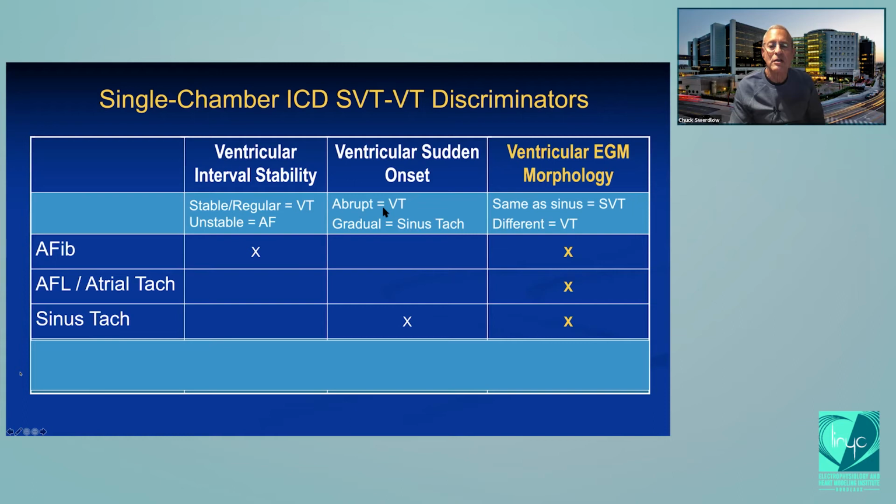Abruptness, or sudden onset, in the ventricle is designed to discriminate sinus tachycardia from VT. The general idea is VT starts abruptly and sinus tachycardia accelerates gradually. The third is the shape of the signal, and this is capable of discriminating: a wide QRS complex looks different. That can discriminate any type of VT from SVT.